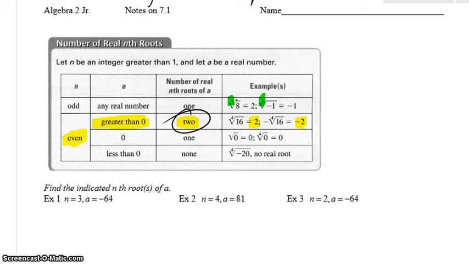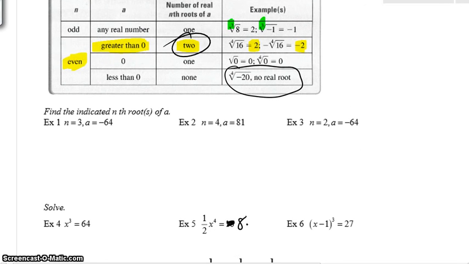If you were to take an even root, like a square root, second root, or a fourth root, of a positive value, like the fourth root of 16, you would get the positive and negative form. You'd have a plus or a minus. You always have two answers. If you're taking an even root of 0, you'd only get 0. If you ever take an even root of something negative, you'd get no solution, or no real root, I should say. Well, let's take a look at some of these problems.